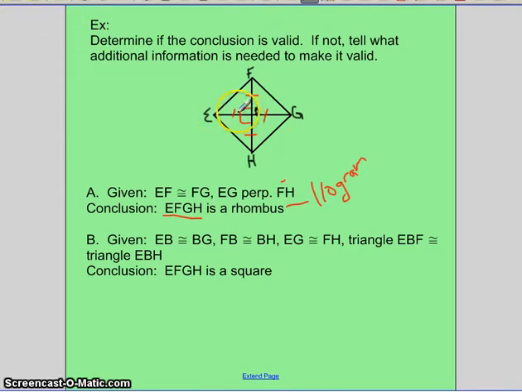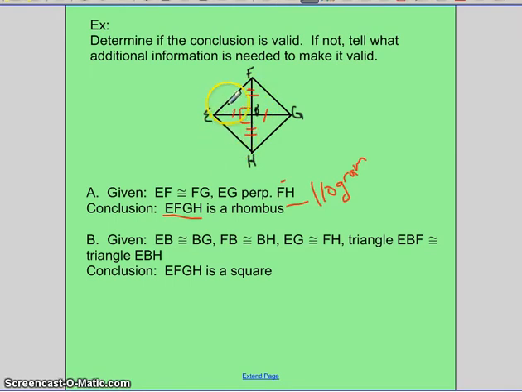So first off, the diagonals are bisecting each other, so that's going to make this a parallelogram. That's way back in 6.3-5 maybe. But anyways, if the diagonals bisect each other, that's going to make it a parallelogram.